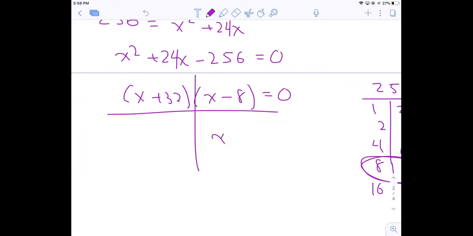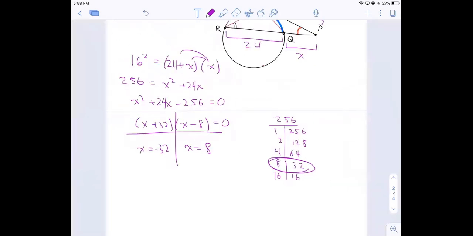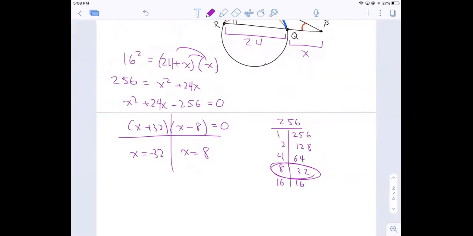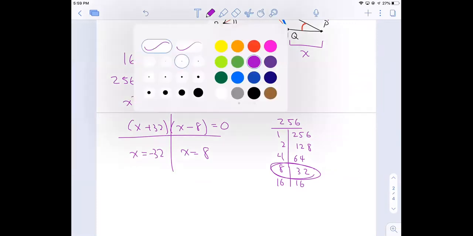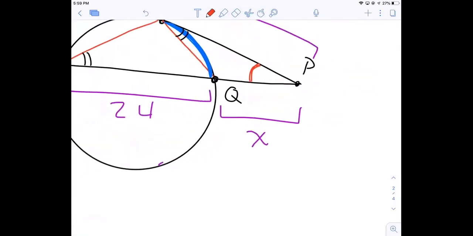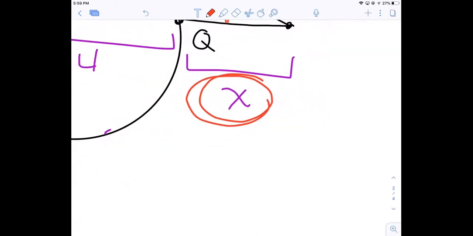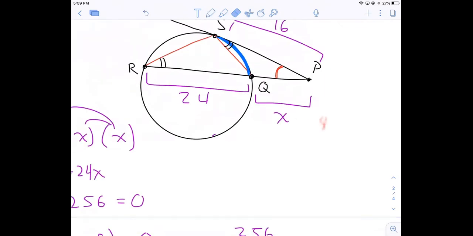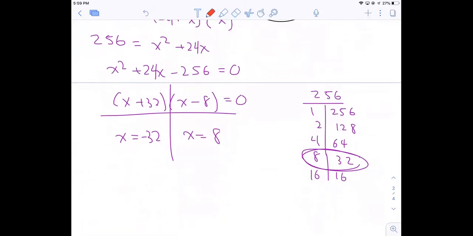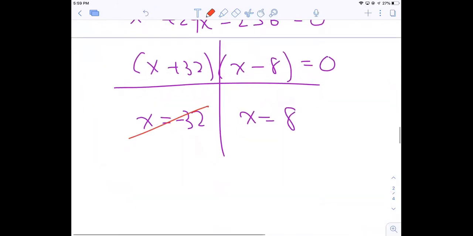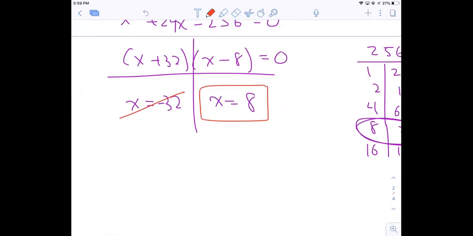And solving for this, I get x is equal to 8, or x is equal to negative 32. Right? Do not automatically reject the negative because it could make sense. But in this case, it doesn't make sense because we can't have a negative length. But if this were like x plus 64 or something, negative 32 could be a perfectly viable answer for x, right? But not in this instance. We have to reject, which means x is equal to 8.